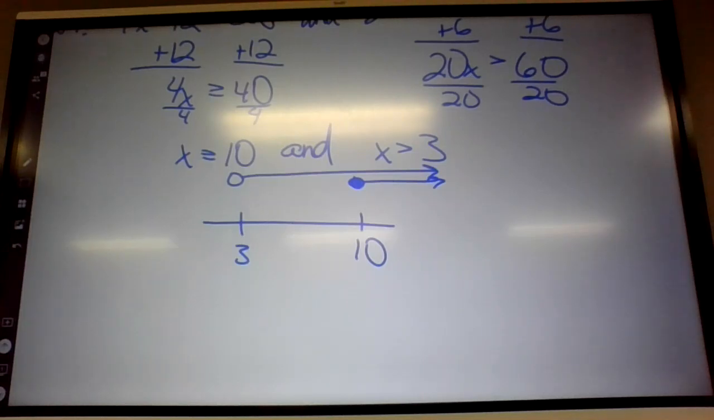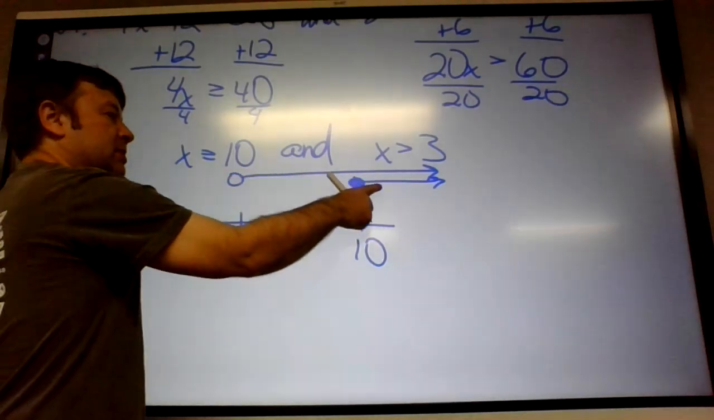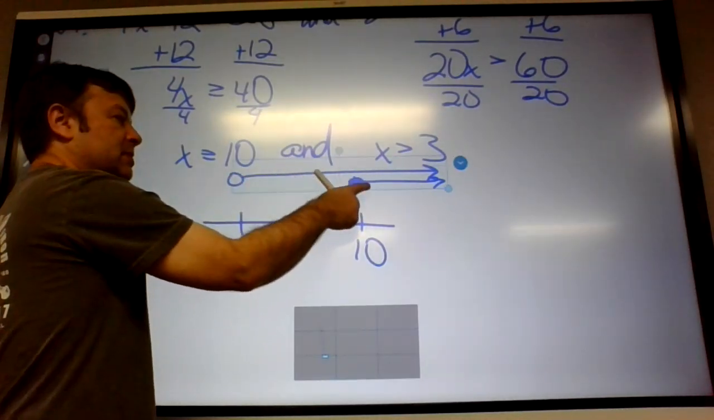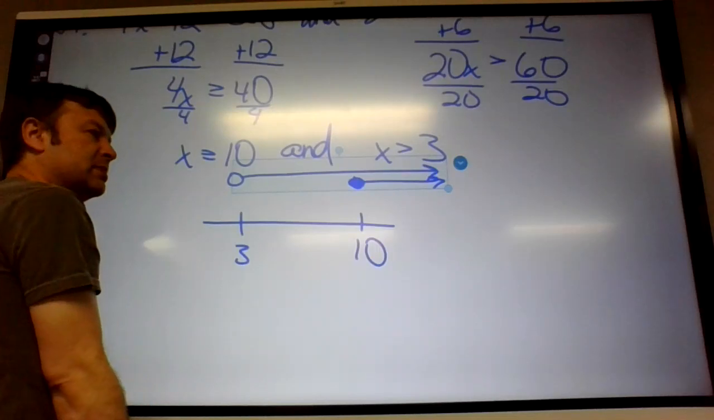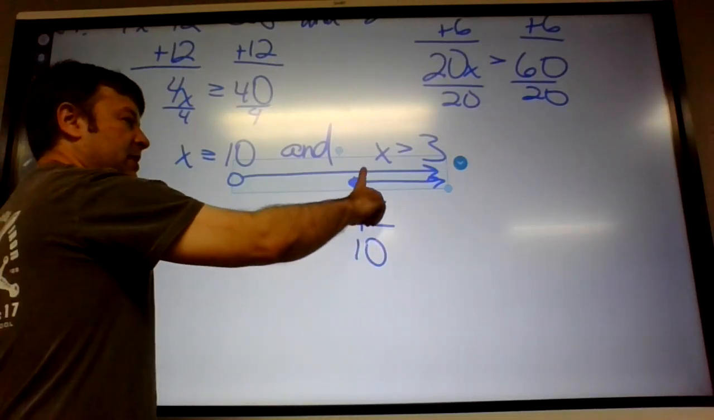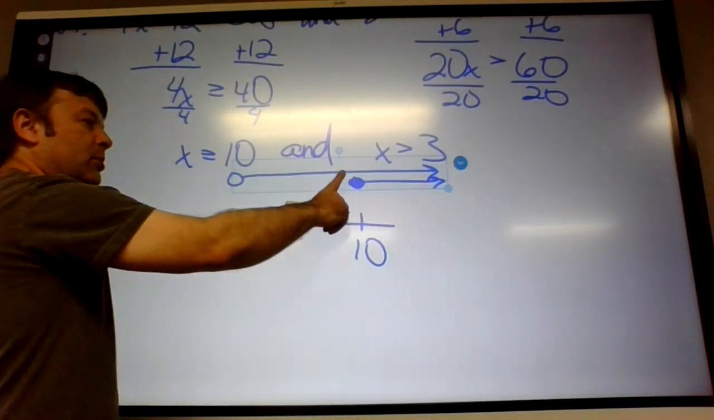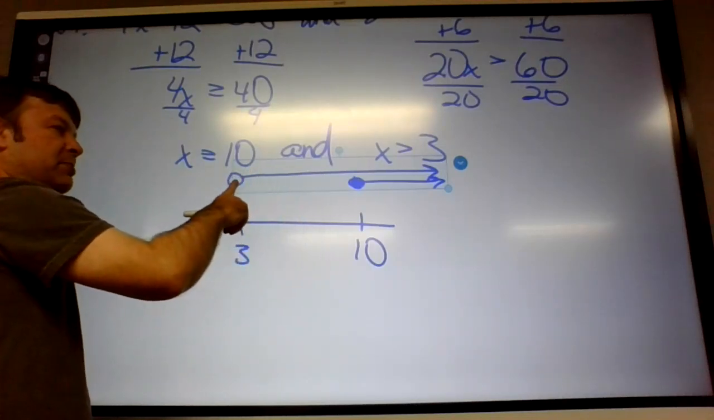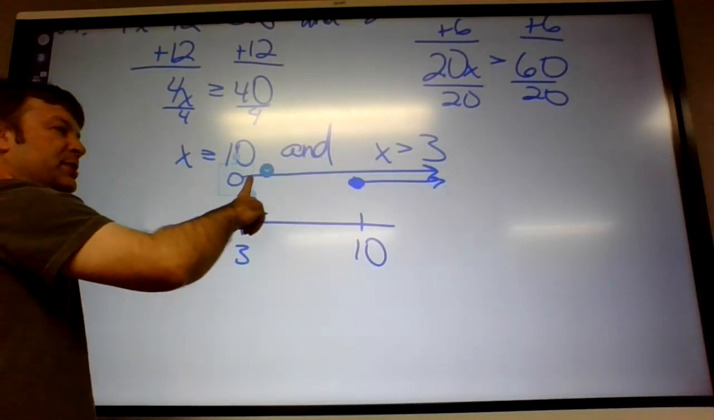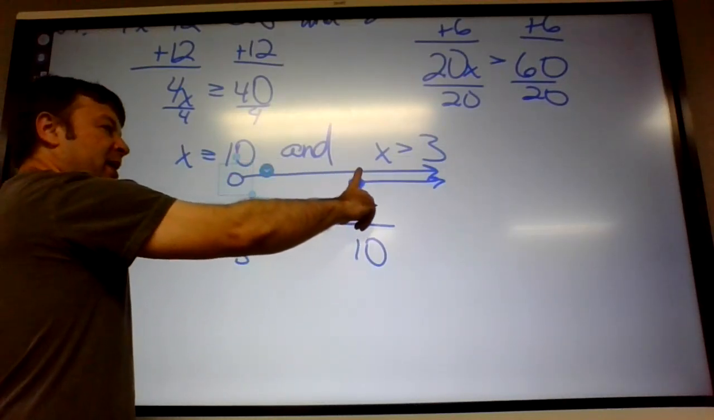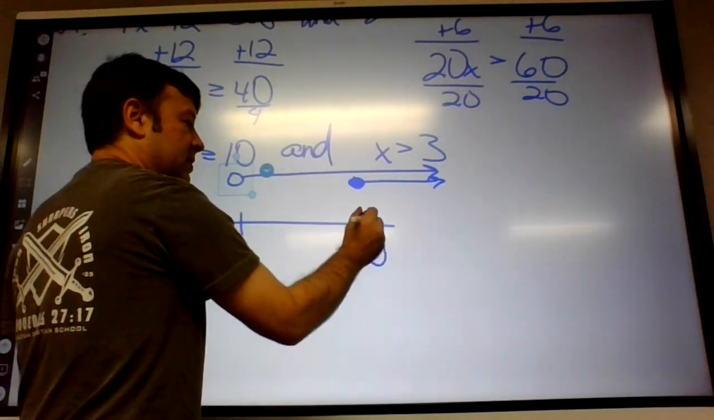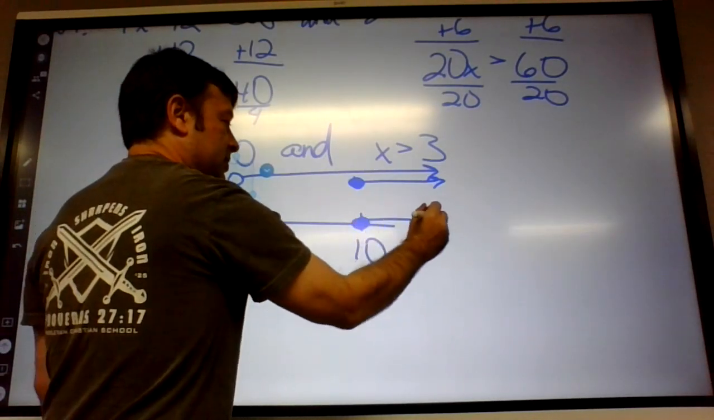So and means it's gotta be in this one and that one. So where is it in this one and that one? So x is equal to 10 or x is greater than 10. Out here, see how they're both out here? If it was an or, it doesn't have to be in both, it can be in one of them. So if it was an or, we would have started back here. But if it's an and, it's gotta be where both of them are.